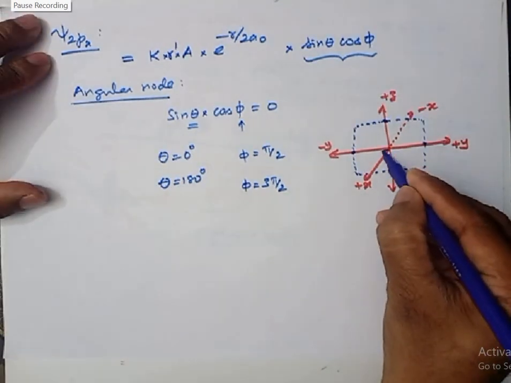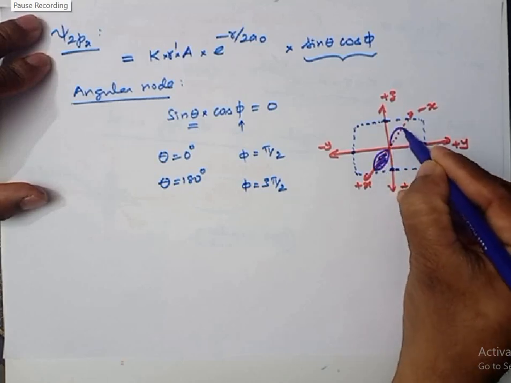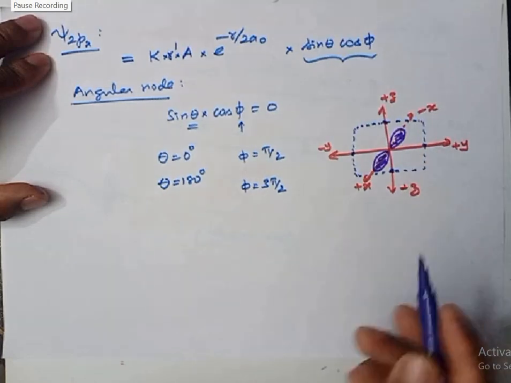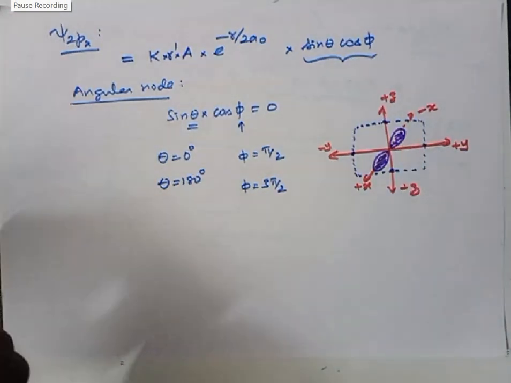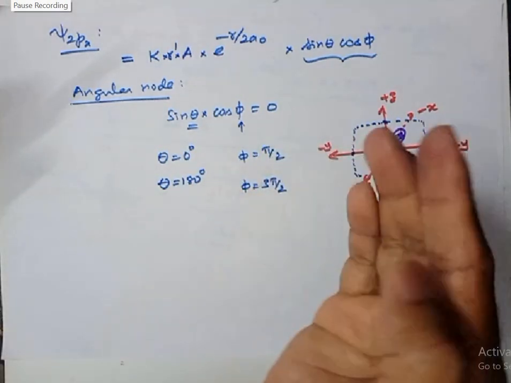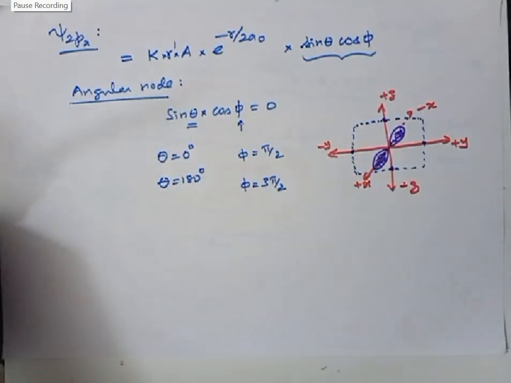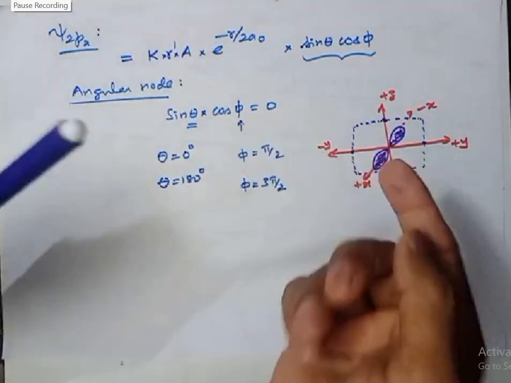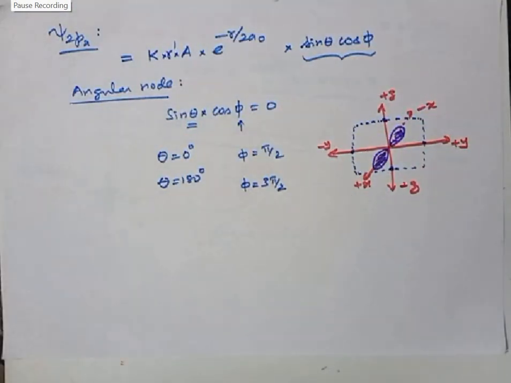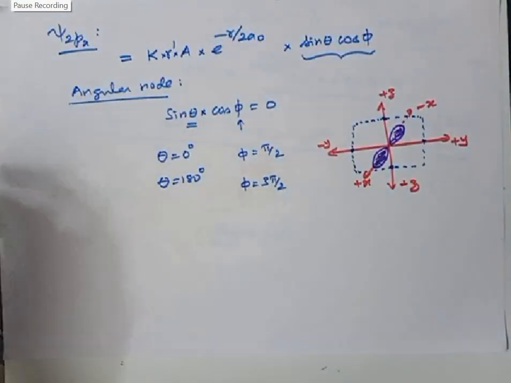Along the positive x-axis we have one lobe, and along the negative x-axis we have one lobe. So where is the nodal plane? The YZ plane. Yes, you are right. In the YZ plane, the probability of finding the electron is 0, so it is a nodal plane. So how many nodes are there? One. For one nodal plane, one node. That's the meaning.